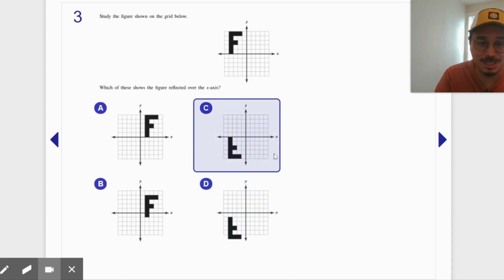So that means C would be correct, right? You flip this over upside down, right? And there's no space here. Notice? No space here. Okay? All right.